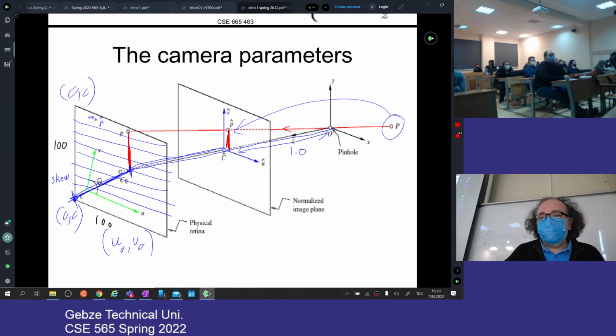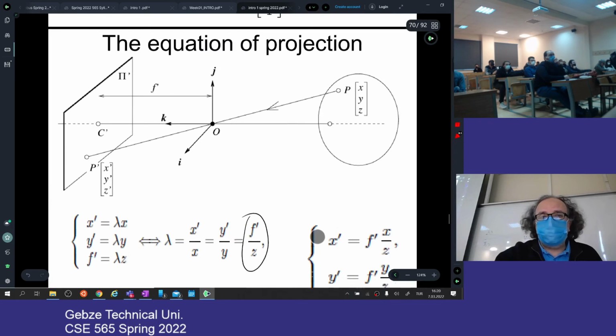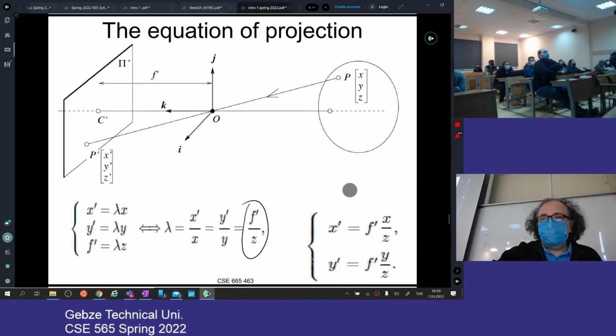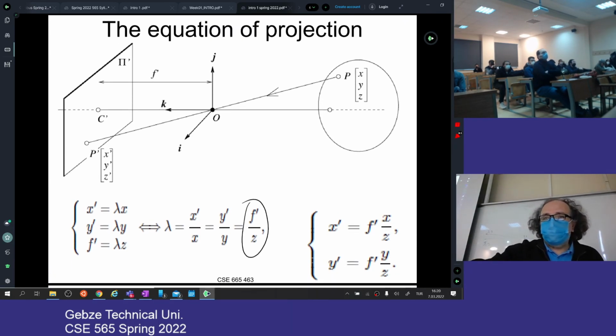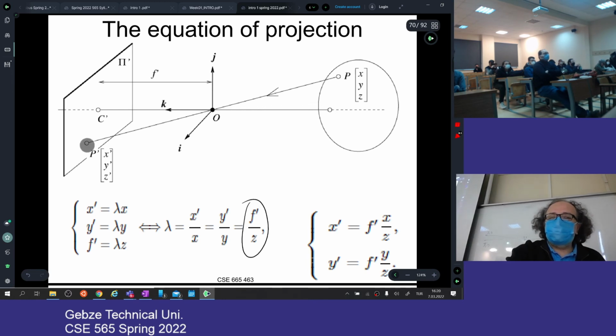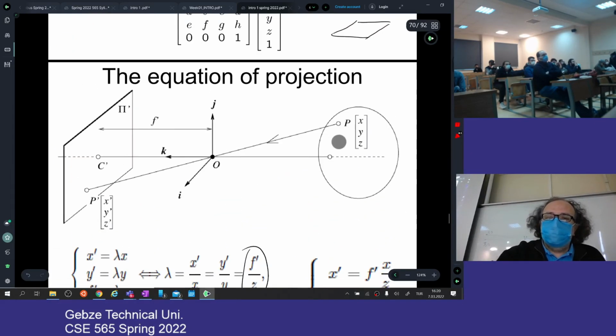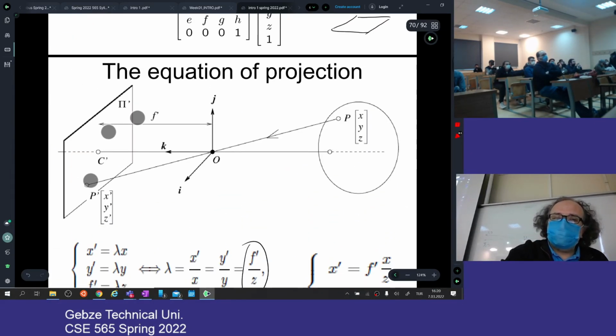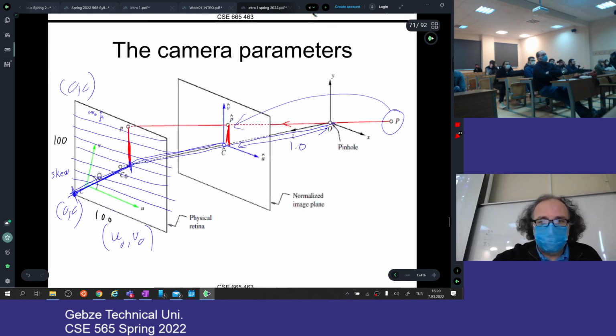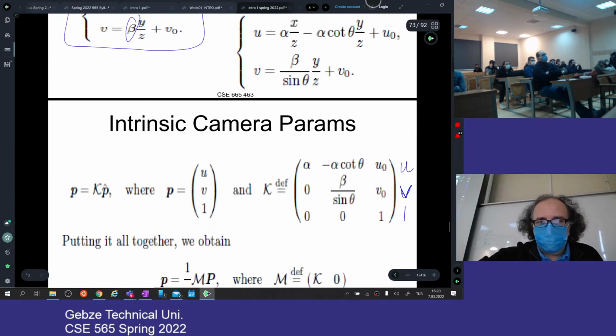Okay, so we are doing two things. One of them is projecting from the real world to this hypothesized image plane, and then from the hypothesized plane to the image plane. Two things, and we are going to combine them in a few minutes.